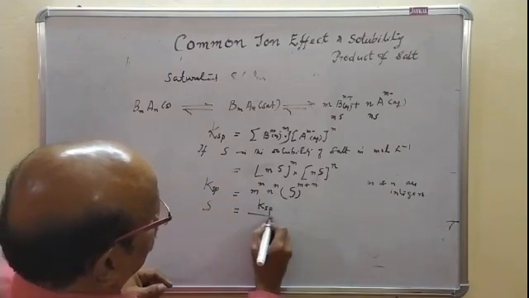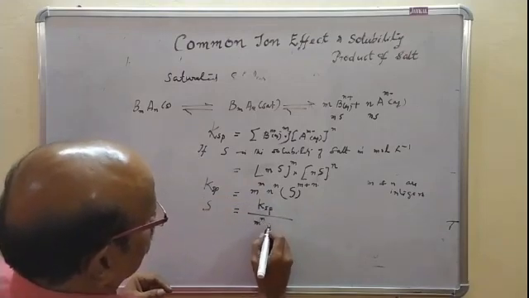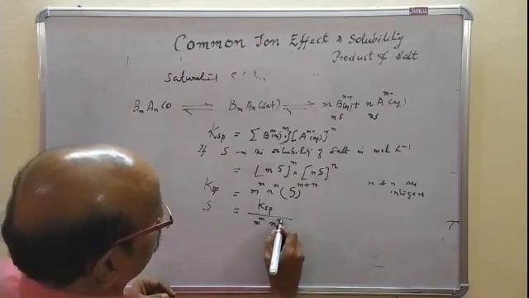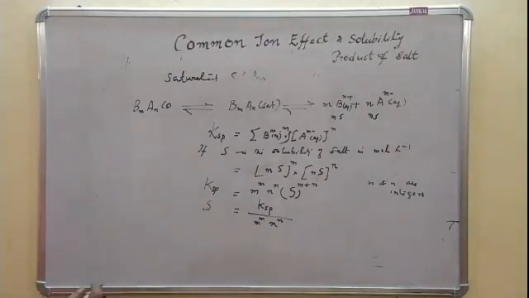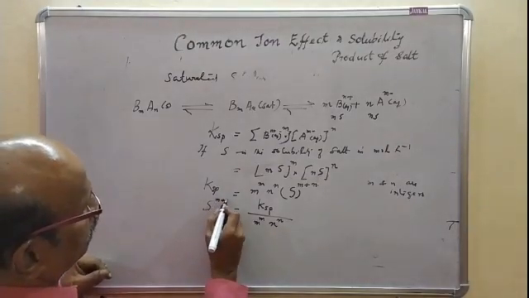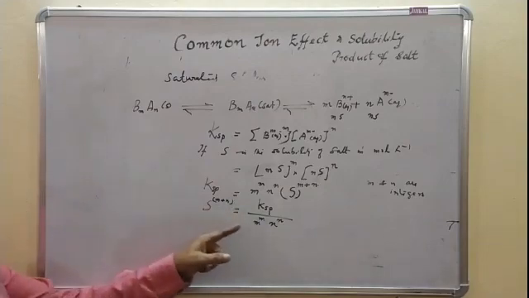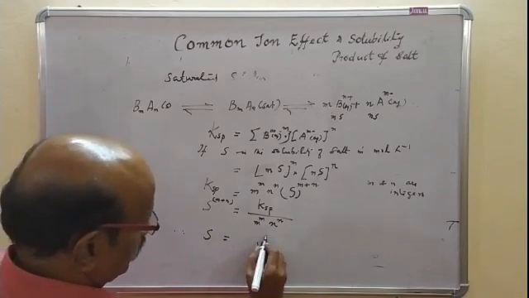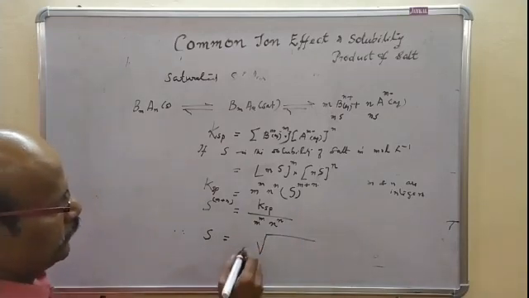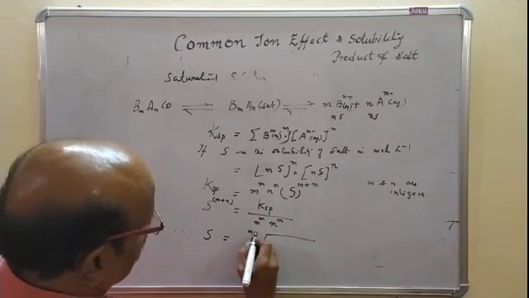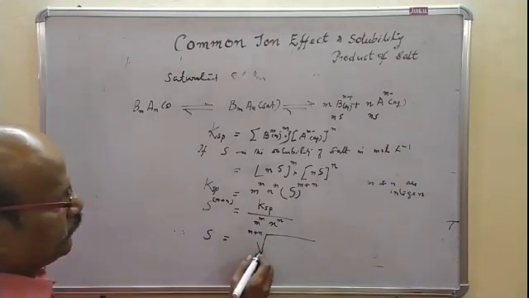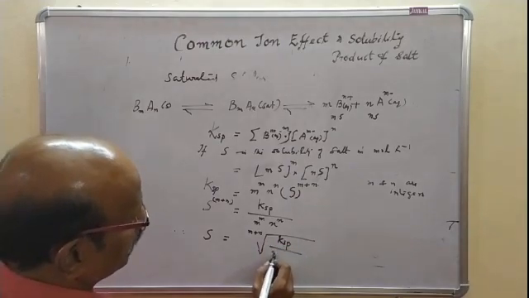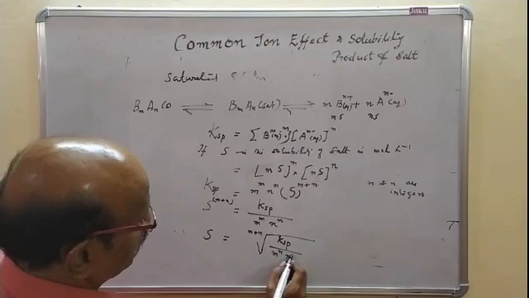Ksp divided by m raised to n into m raised to m into n raised to n. Okay, S raised to m plus n is like this. Therefore, S is equal to the (m plus n)th root of Ksp divided by m raised to m into n raised to n.